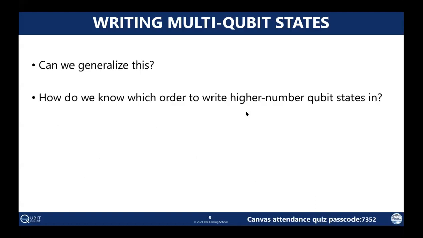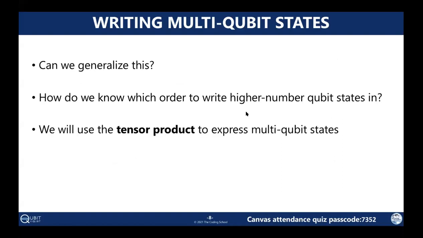But now we want to generalize this to any quantum state that we might want to create. If we know what state our qubit 0 is in, and we know what state our qubit 1 is in, what is our combined 2-qubit state? So the way we do that is using tensor products.